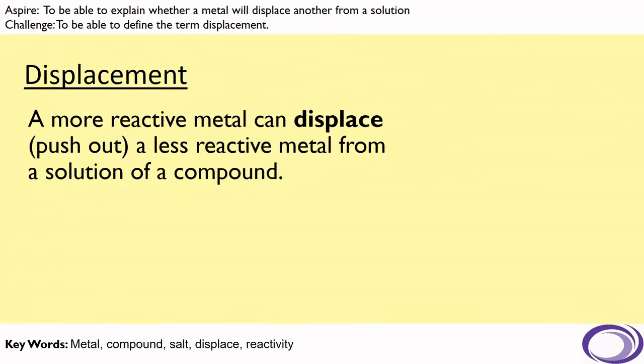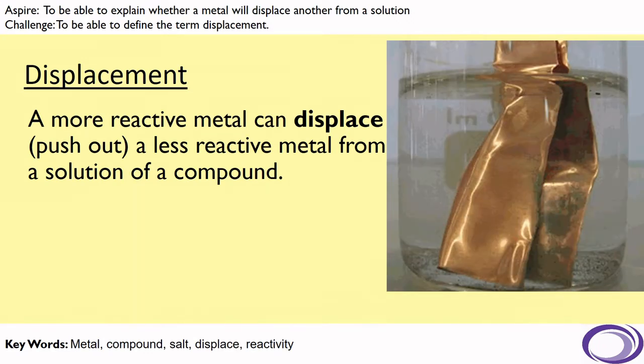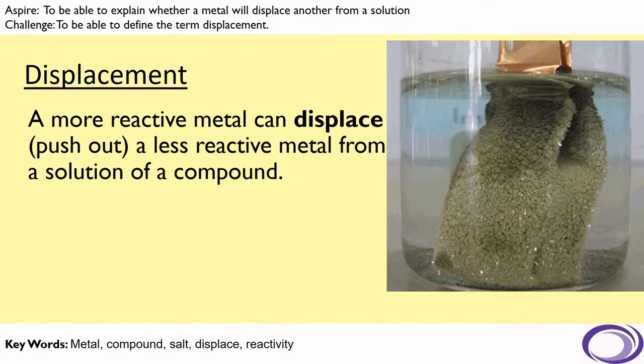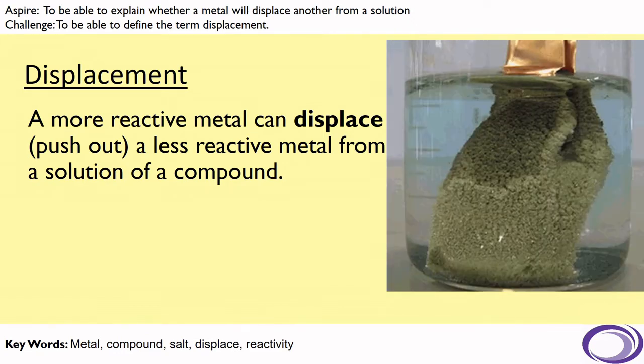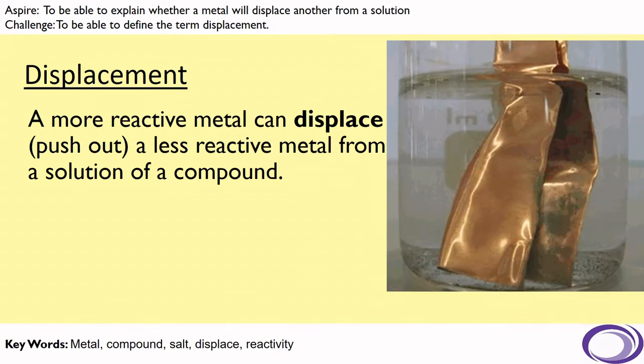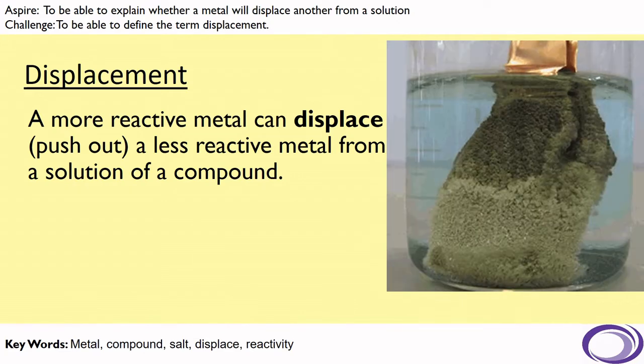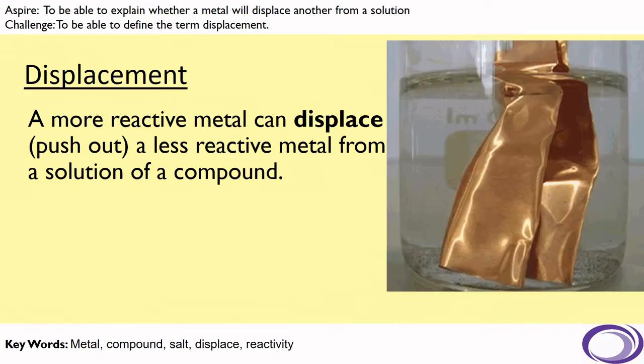Now, a displacement reaction is a reaction in which a more reactive metal can displace or push out a less reactive metal from a solution of a compound. So that can be seen in the image on the screen. The copper is more reactive than the silver in the silver nitrate solution it's been placed in. So the copper swaps places with that silver, and you can see the silver form as a solid on the outside of that copper.